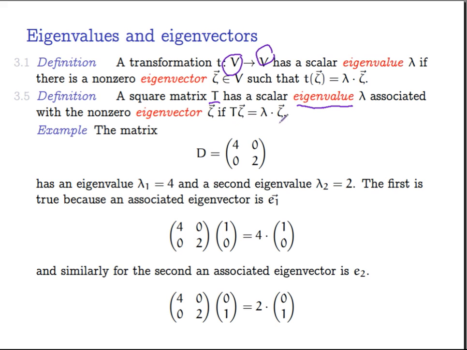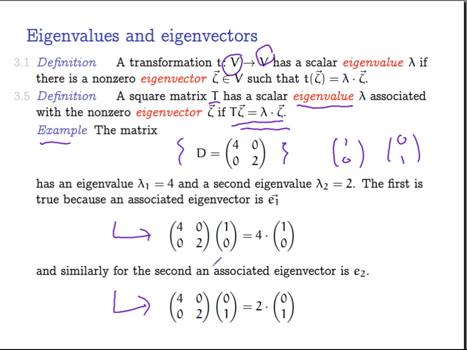Let's look at an example. Here's a 2 by 2 matrix. Notice if we multiply D by 1, 0, you're going to get 4, 0. If you multiply D by 0, 1, you're going to get 0, 2. All right, so that illustrates this rule for eigenvectors, that the matrix times 1, 0 is 4 times 1, 0. So 1, 0 is an eigenvector corresponding to the eigenvalue 4. The matrix times 0, 1 is 2 times 0, 1. So 0, 1 is an eigenvector corresponding to the eigenvalue 2.